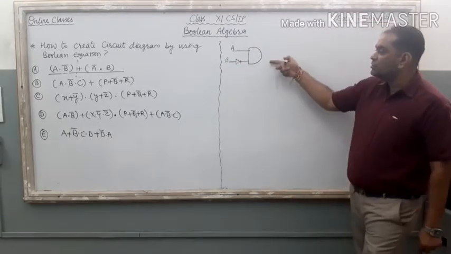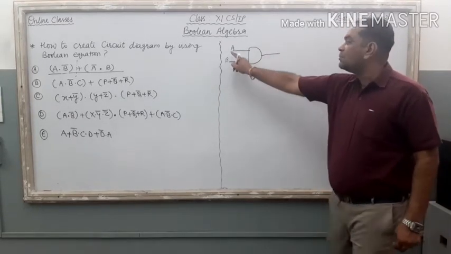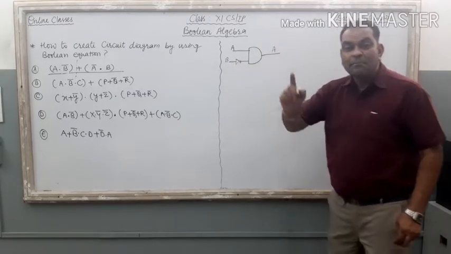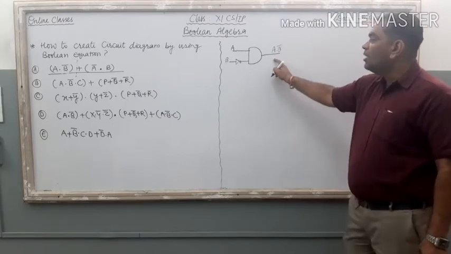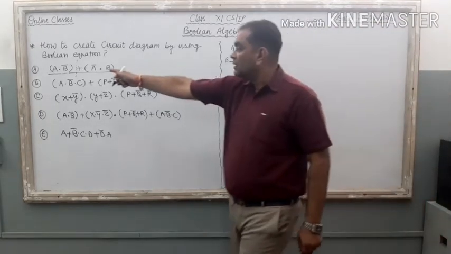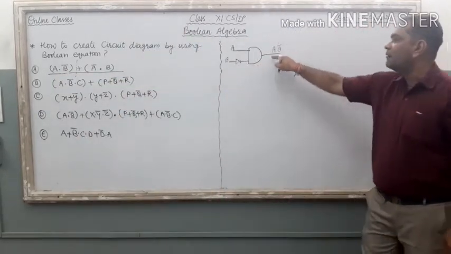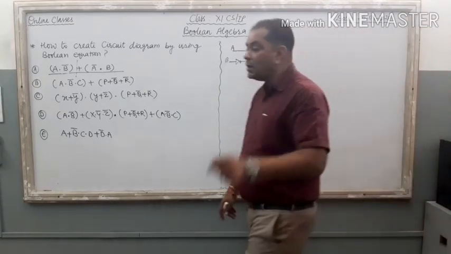It is B bar. Now check this one. What is the output over here? It is an AND gate. The first input signal is A, and the second input signal is B with NOT. So A dot B bar is the output of this gate. The first part is A dot B bar, and you have drawn the circuit diagram of A dot B bar here. Clear? Now take the other part of the equation.